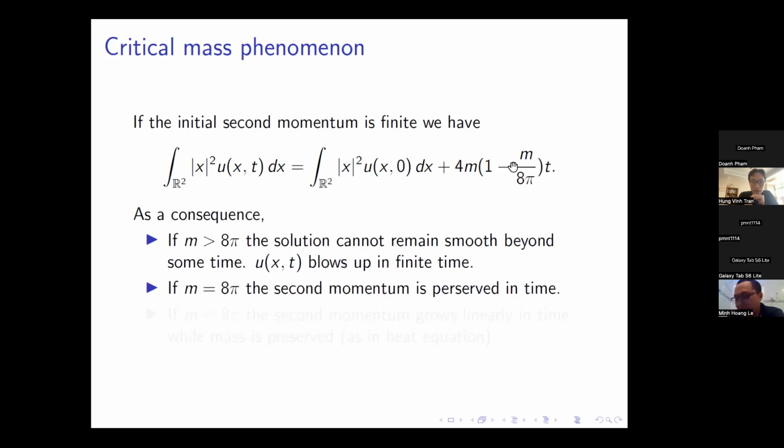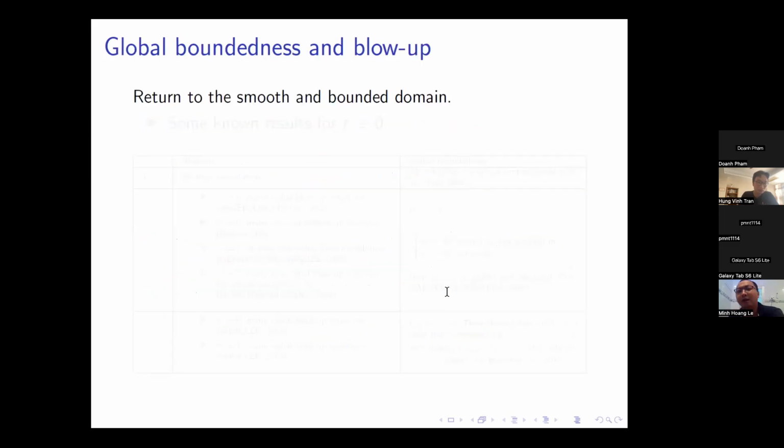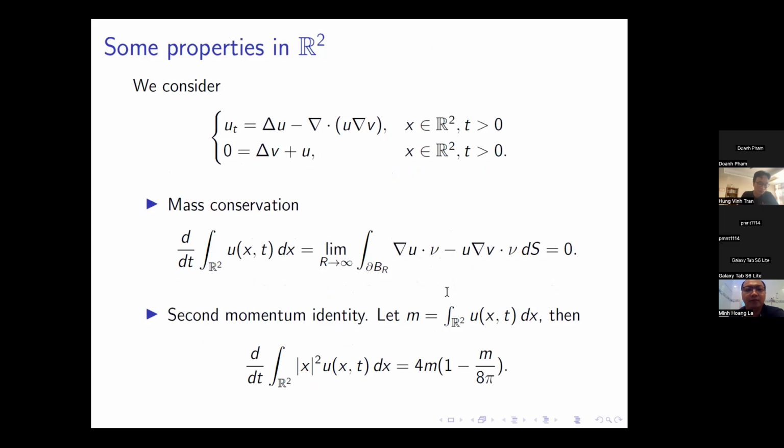And when the mass equals 8 pi, then this term is cancelled, and we have the second moment is preserved in time. When the mass is less than 8 pi, then it behaves like a heat equation. The second moment grows linearly in time while the mass is preserved. Right. So now we return to a smooth bounded domain. Do we have a similar critical mass phenomenon as in the equation that I just showed here?